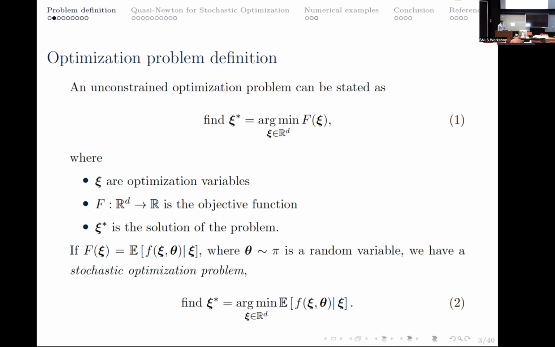case where F is some expectation, as here, where we have F as some expectation of some lowercase f function that is also a function of some random vector theta. We assume that we can sample from the distribution of theta, and we can also evaluate derivatives of f, and we hope to find xi star that minimizes this expectation.